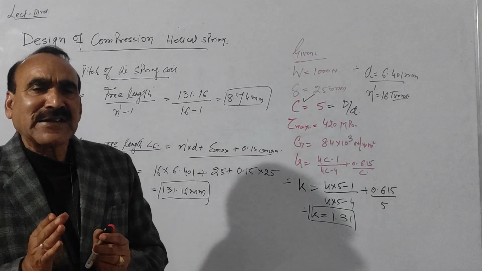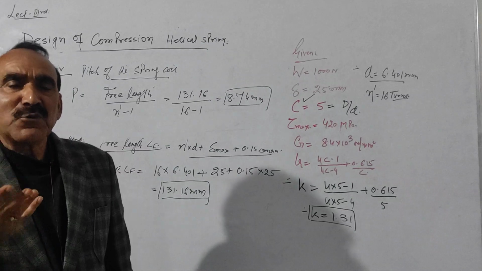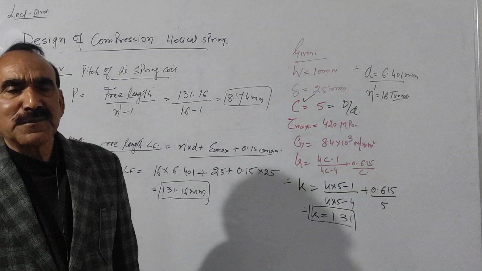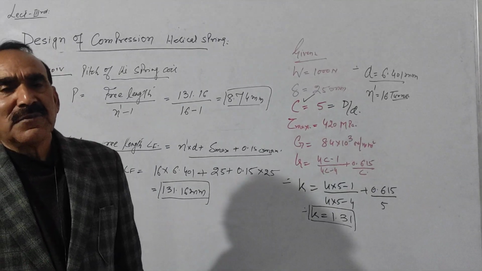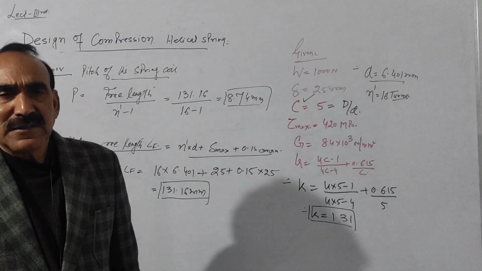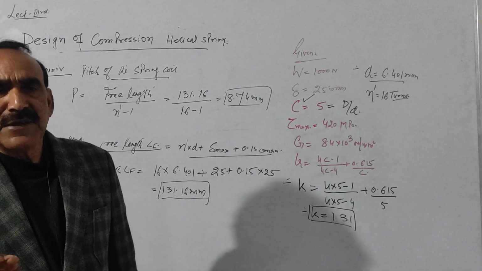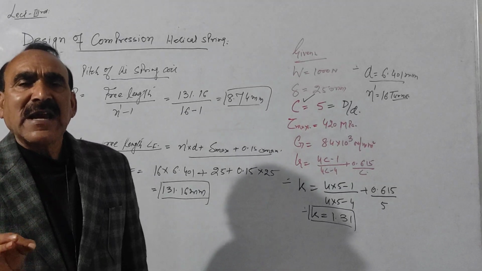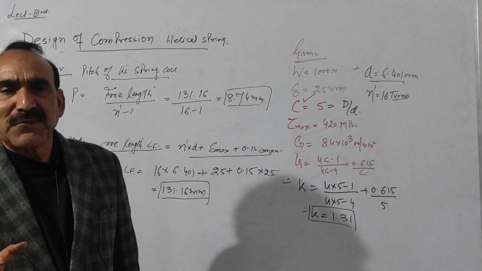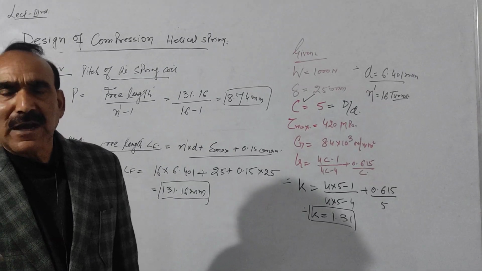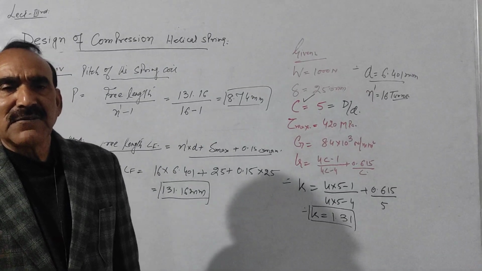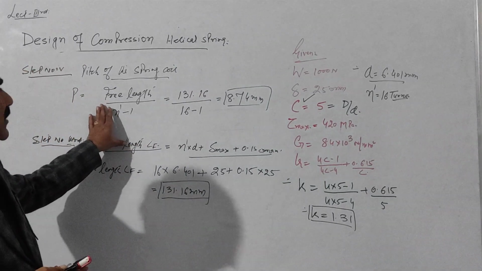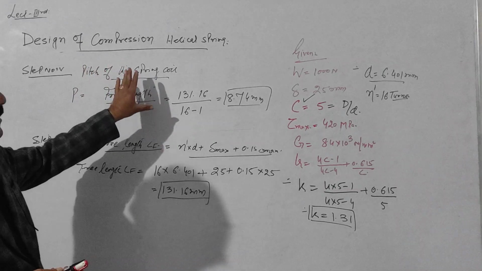After that, what will be our next step? We have to calculate the free length of the spring, right? We calculate it by using the relation n dash d plus delta maximum plus 0.15 into delta maximum. And the last and final step is to calculate the pitch of the coil, which is free length divided by n dash minus 1. So this is the complete design of this compression helical spring.